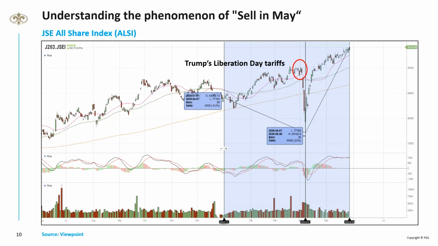Donald Trump made his little announcement. The market fell back. But over that time period, from the 1st of January to the 7th, our market was down 8.2%, so not as bad as the US markets. And since then, our market has recovered, and we're up again 22%. We're back in a bull market, making new highs every day. So we're in a full, strong bull market. Okay, so that gives you a bit of context.